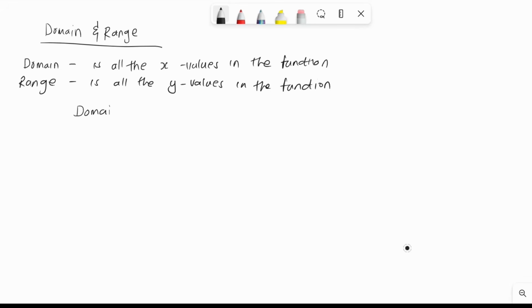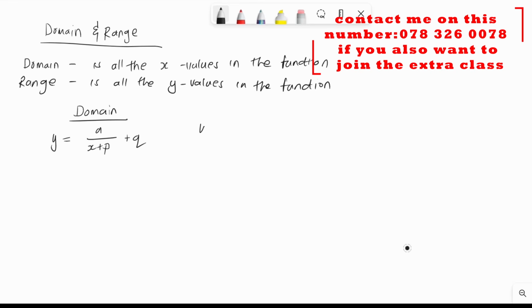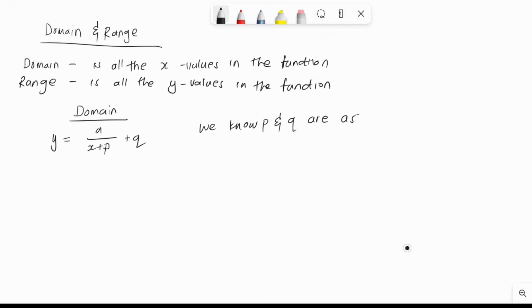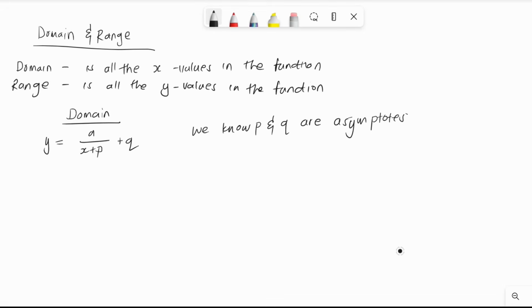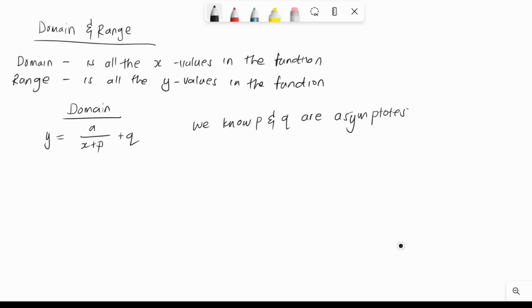So we know that for our general formula, we have y = a divided by (x + p), plus q, right? We know that p and q are our asymptotes, so that's where our graph does not touch. So we need to solve for our p and q respectively in our graphs when we're dealing with a hyperbola.